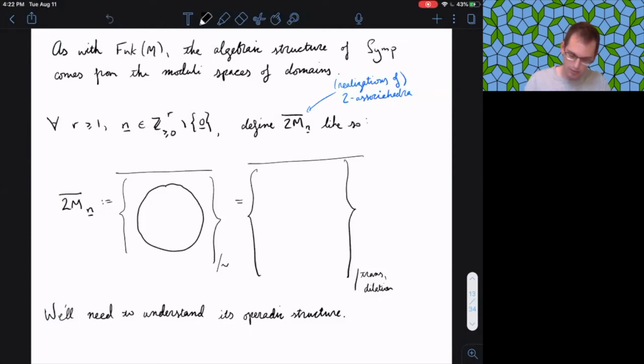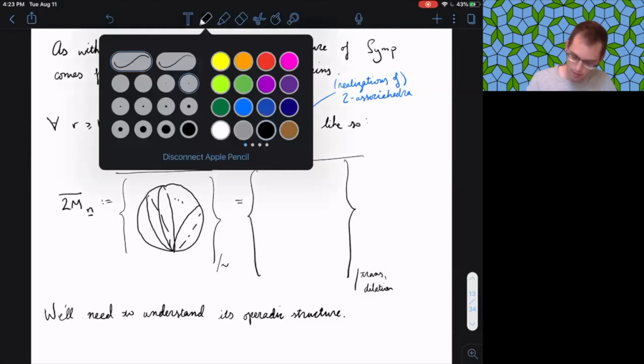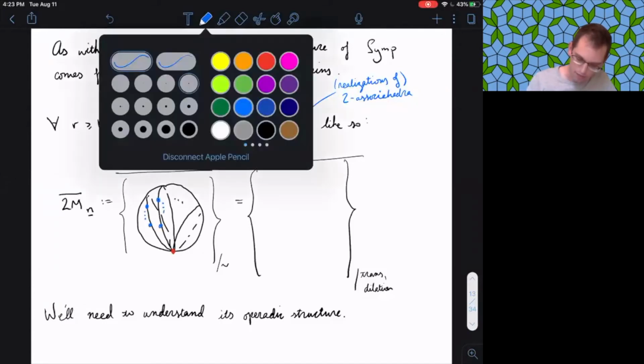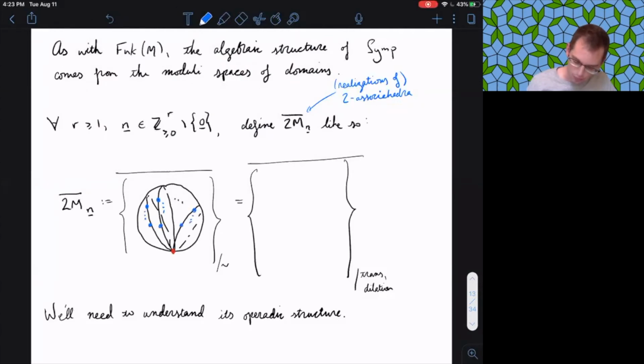So the first is just what we've seen already. These spheres with R circles on them, intersecting tangentially at the South Pole. And on the ith circle, you have n sub i blue points. So for instance, on the first circle, we have n sub 1, and so forth. We identify 2 configurations if they differ by a Mobius transformation. So that's what the squiggle means there. And then we compactify the space in a way that I'll get into in the next slide or 2.